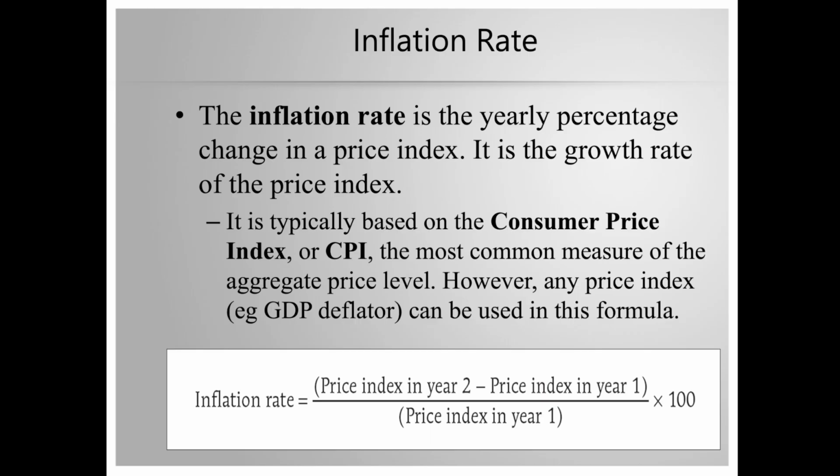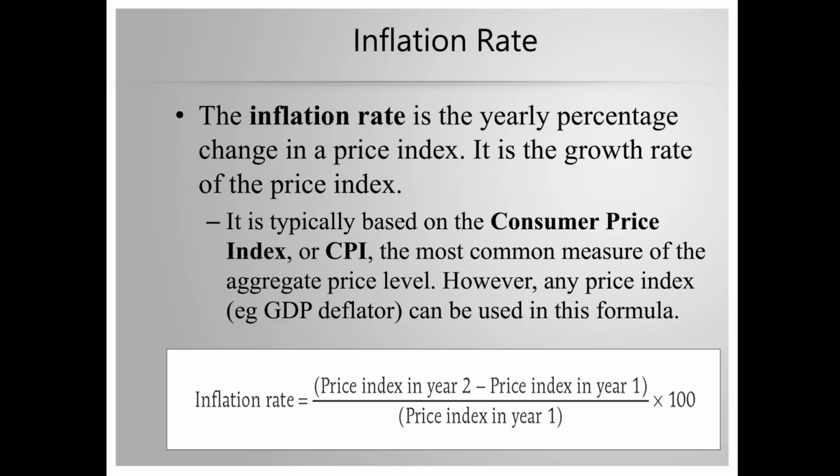Any of the price indexes can be used to measure the inflation rate, which is the yearly percentage of change in the price index, or the growth rate of the price index. Typically, the inflation rate is based on the CPI. That is the most common measure of the aggregate price level. However, any price index can be used in this formula. So the inflation rate formula is price index in year 2 minus price index in year 1 divided by price index in year 1 times 100.